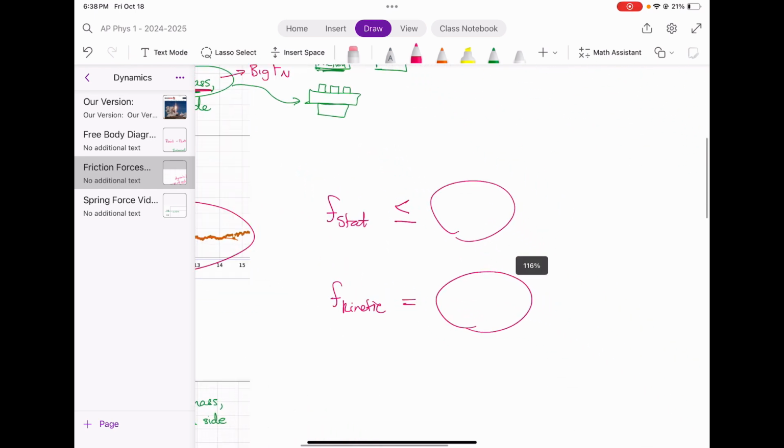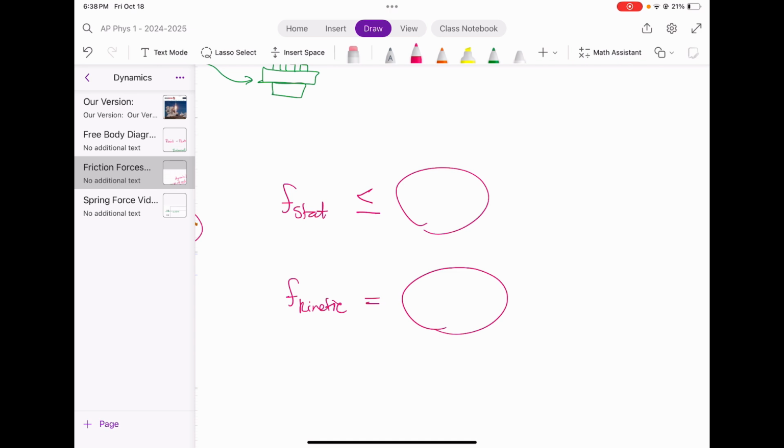So it turns out the mathematical model here is that the size of the static frictional force is always going to be less than or equal to some sort of constant. We'd say this is the Greek letter mu. Not meow, mu. And we would say mu s. So this is what we call the coefficient of static friction.